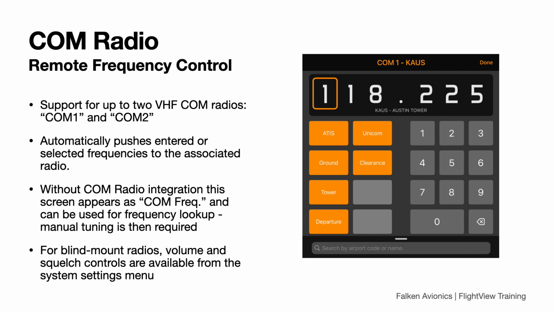Okay, now we're on to COM radio interfaces, one of several remote control interfaces supported by FlightView. We can control up to 2 VHF COM radios. If you have 2 radios configured, you'll have buttons and status bar icons for COM1 and COM2. If you have only one remotely controllable radio, you'll have COM1. If you have no remotely controllable radios, you'll still have a button, now marked COM frequency, which lets you look up frequencies which can then be punched into your legacy COM.